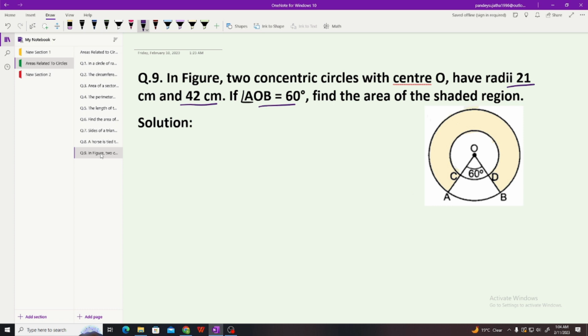So to find the area of the shaded region, are you able to observe? To find the area of this shaded region, we are going to find the area of the circular ring first, including this. So you all know, to find the area of this circular ring, the formula will be, from the area of big circle, we will subtract the area of small circle.